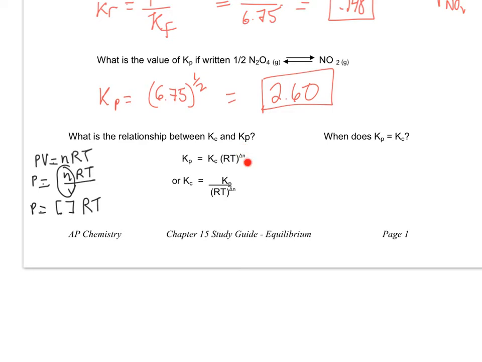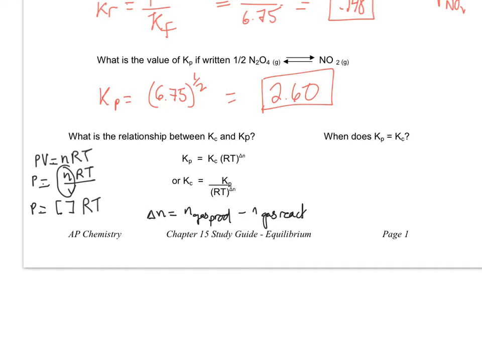We'll just add one little thing. RT is raised to the power of delta N. Delta N is the change in moles, in gas moles, from reactants to products. So delta N is the number of gas moles in the products minus the number of gas moles in the reactants. You can think of it as moles or particles.